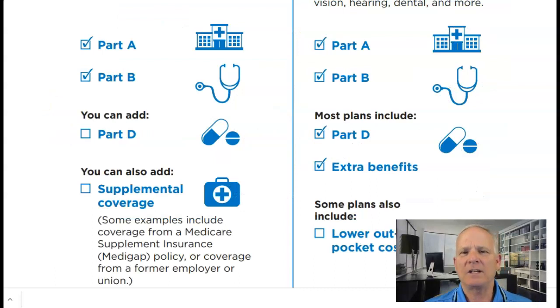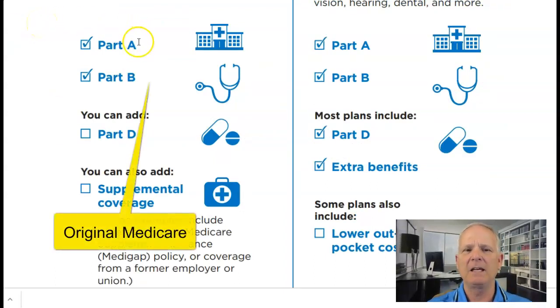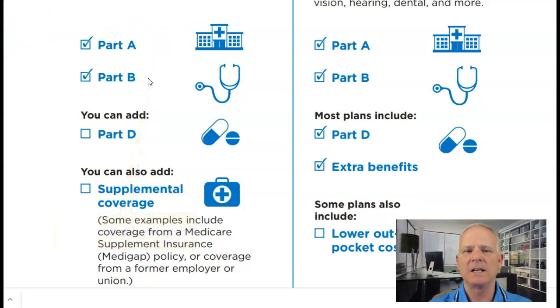So just to review our discussion here, we talked about the original Medicare, which is Part A and Part B. Part B is going to run $144.30. And then Part D is for prescription drugs, and that's an average cost of $30 per month. Now that's going to vary in each area. And you can also choose some supplemental coverages to help lower your out-of-pocket cost.